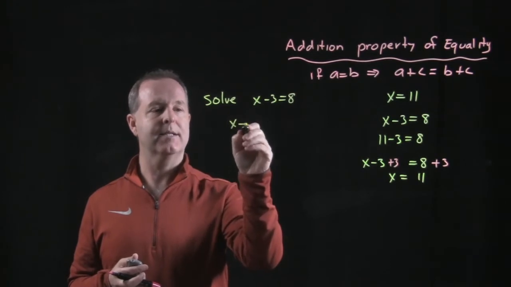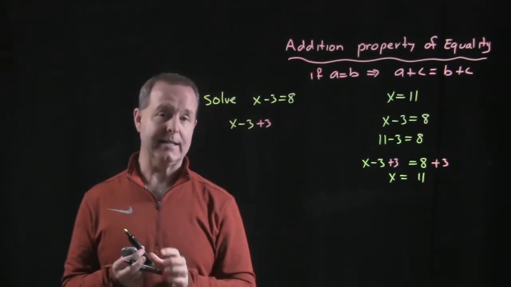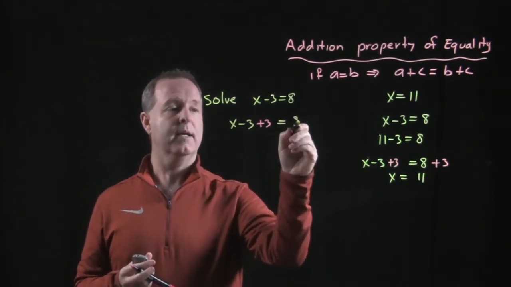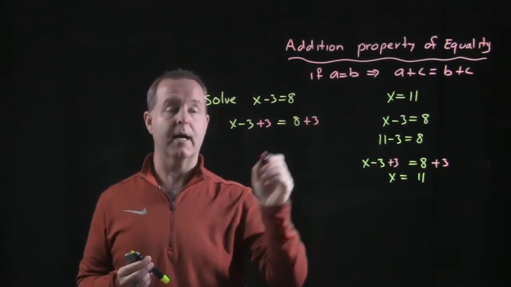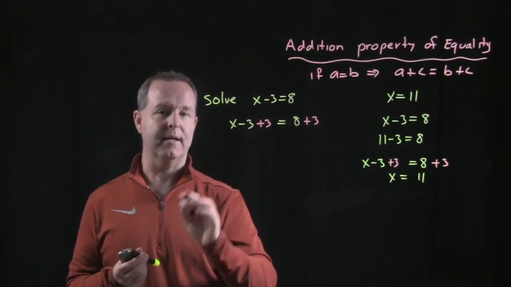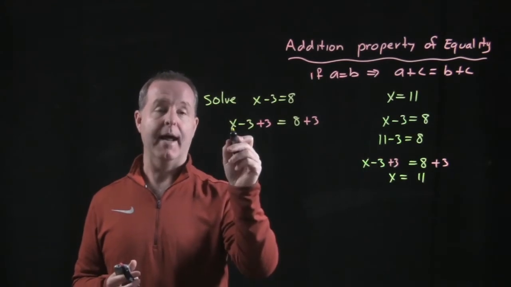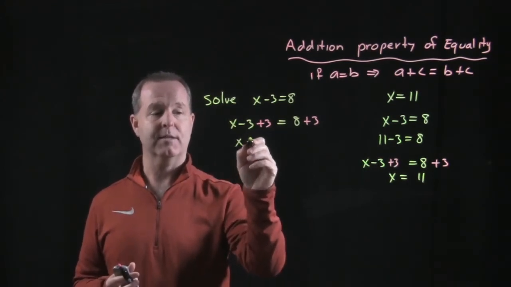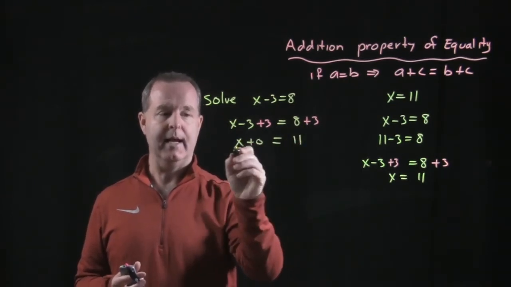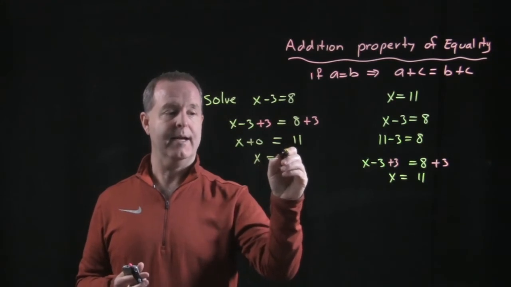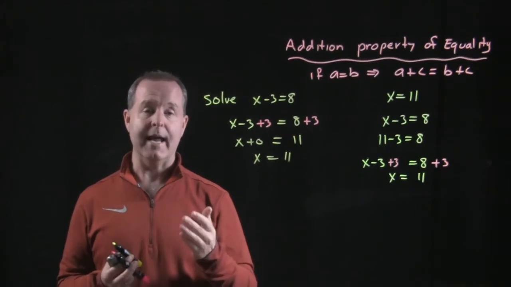So I'm going to say x minus 3 plus 3, because doing that is going to isolate the value of x, equals 8. And again, in order to maintain the balance, I better add it to the other side. That is what's key here. Whatever you do to one side of the equation, you have to do to the other side. So x minus 3 plus 3 is x plus 0. On the right side, 8 plus 3 equals 11. And then x plus 0 is just x. x equals 11. So there's my solution for this first linear equation, x equals 11.